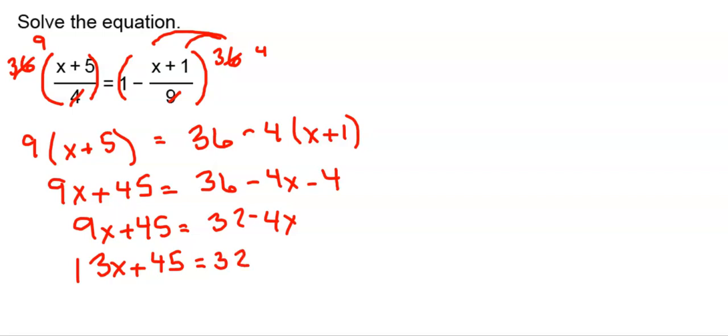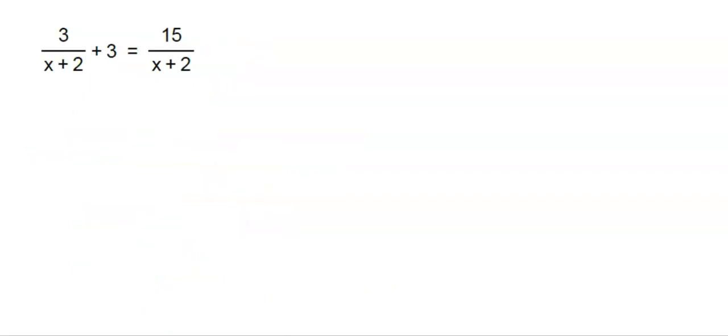We'll subtract the 45 from both sides of the equation to get the constant terms on the right side. So that'll give us 13x equals negative 13. And then divide both sides by 13, and we get x equals negative 1 for our solution.